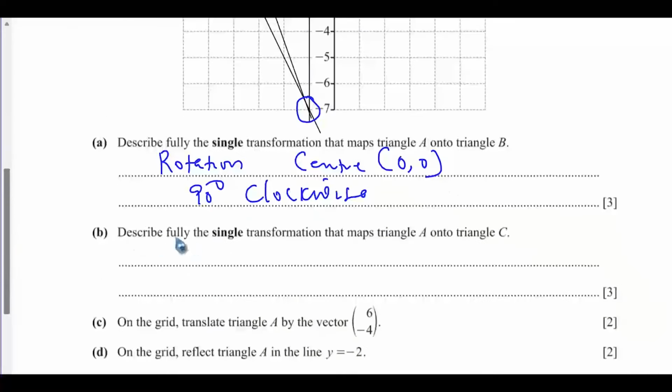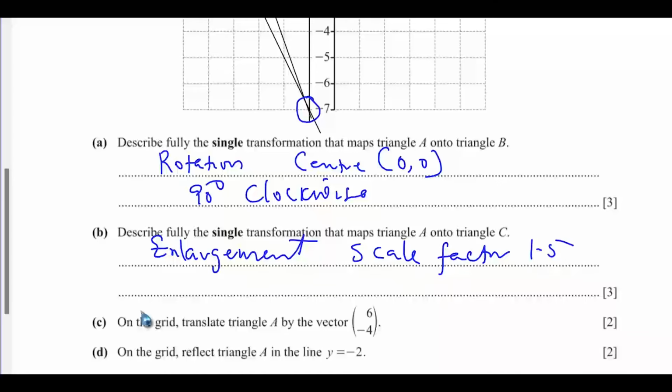So I can come here and write enlargement here. Scale factor 1.5, then center x equals minus 1, y equals minus 7.